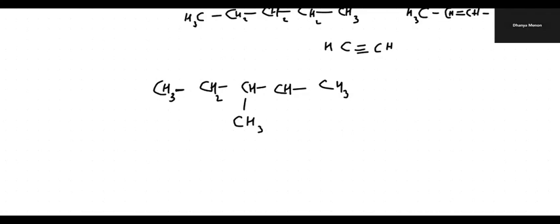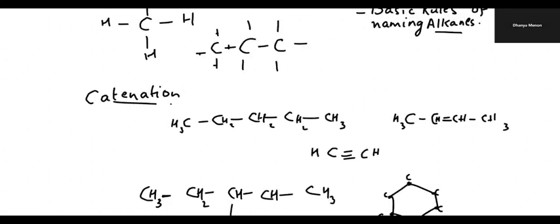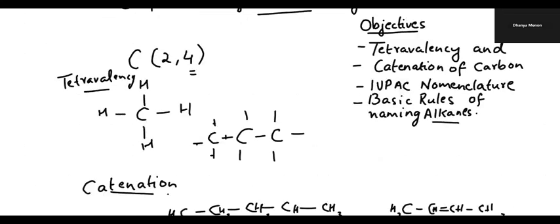Similarly, it can also form cyclic structures like this. This is cyclohexane, and each of these is a carbon atom. I'm sure you will be knowing this. So this is the catenation property: the ability to form a stable bond with atoms of the same element. Here carbon is forming strong bonds with other carbon atoms, forming a long chain, branched chain, or even cyclic structures. So these two are important properties of carbon: tetravalency and catenation.